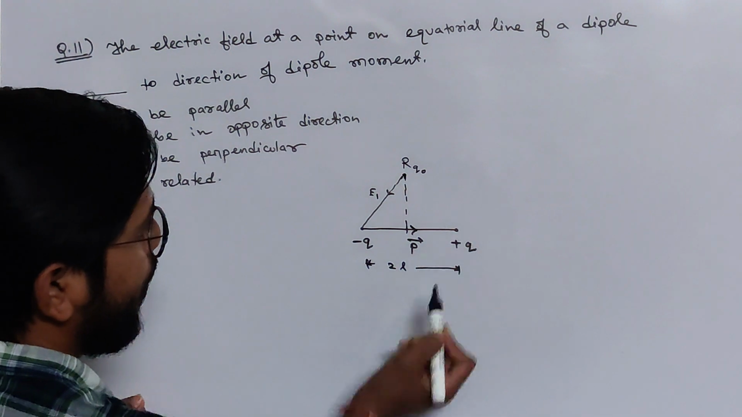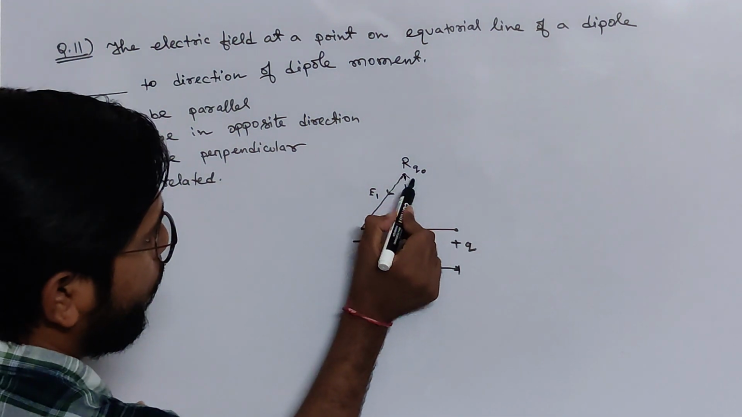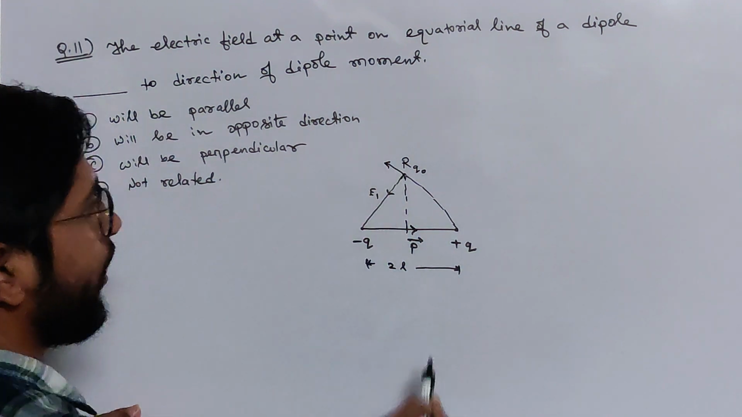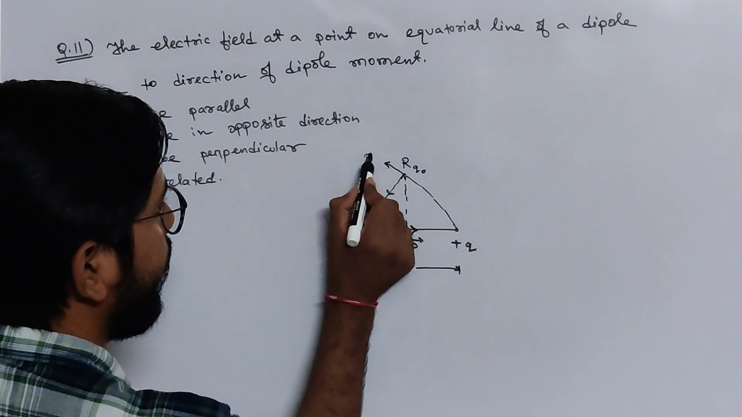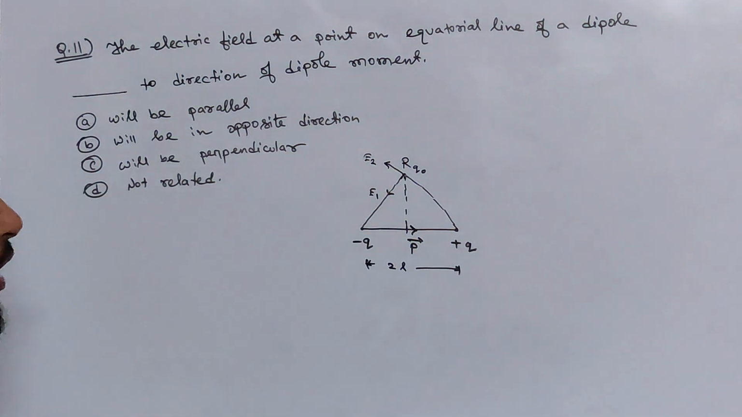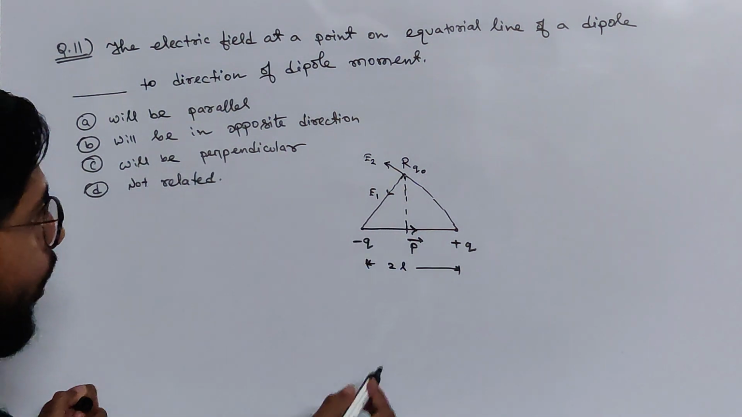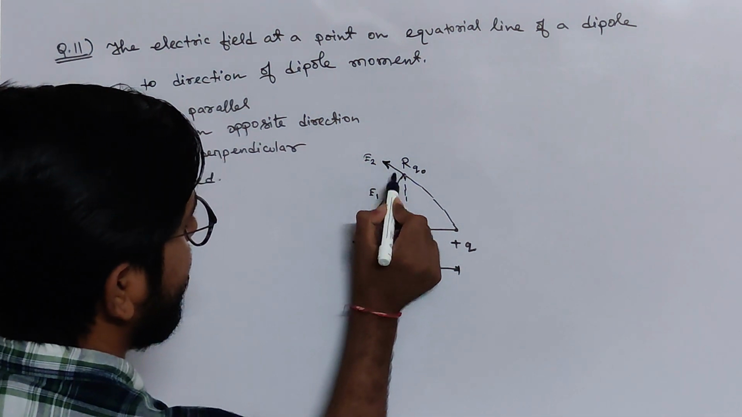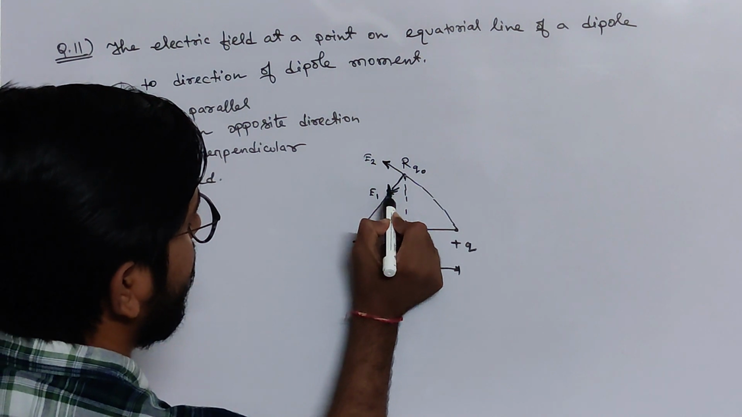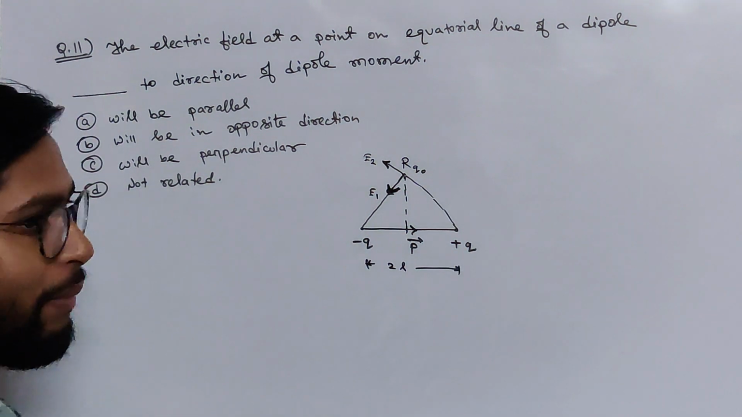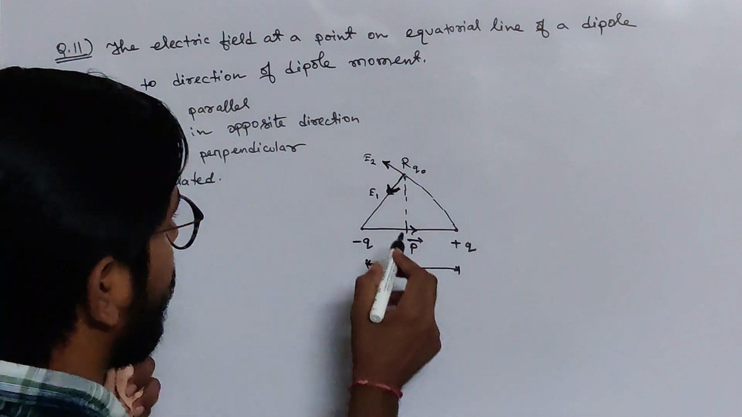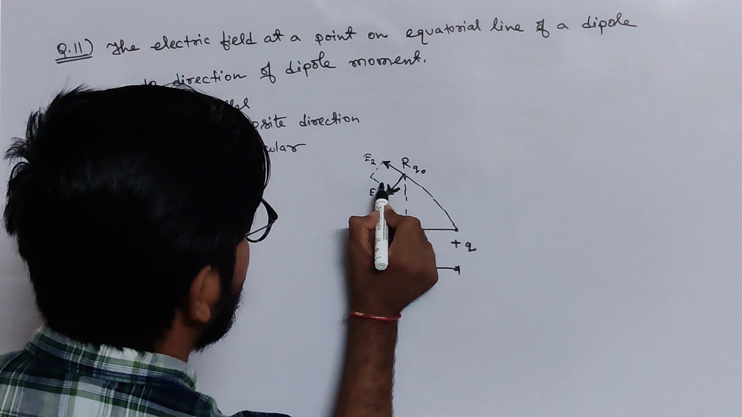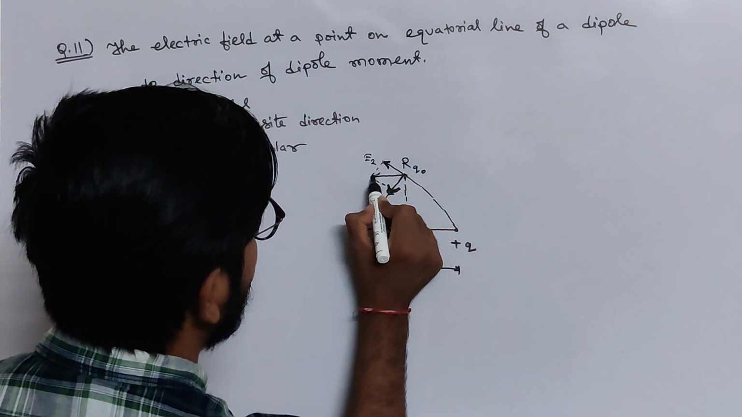And due to the plus charge plus q, this q naught will experience a force in this direction, like it will repel it, and the electric field E2 will be in this direction. Now if you complete the parallelogram, because this length and this length will be the same, as minus q and plus q have the same magnitude, now if I want to find the resultant, then the resultant will be in this direction.